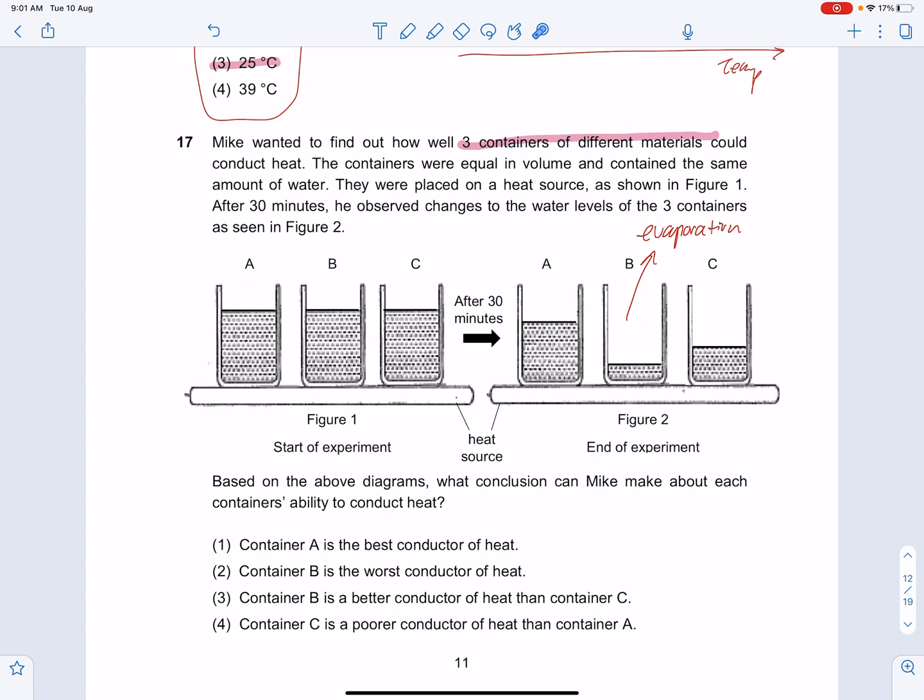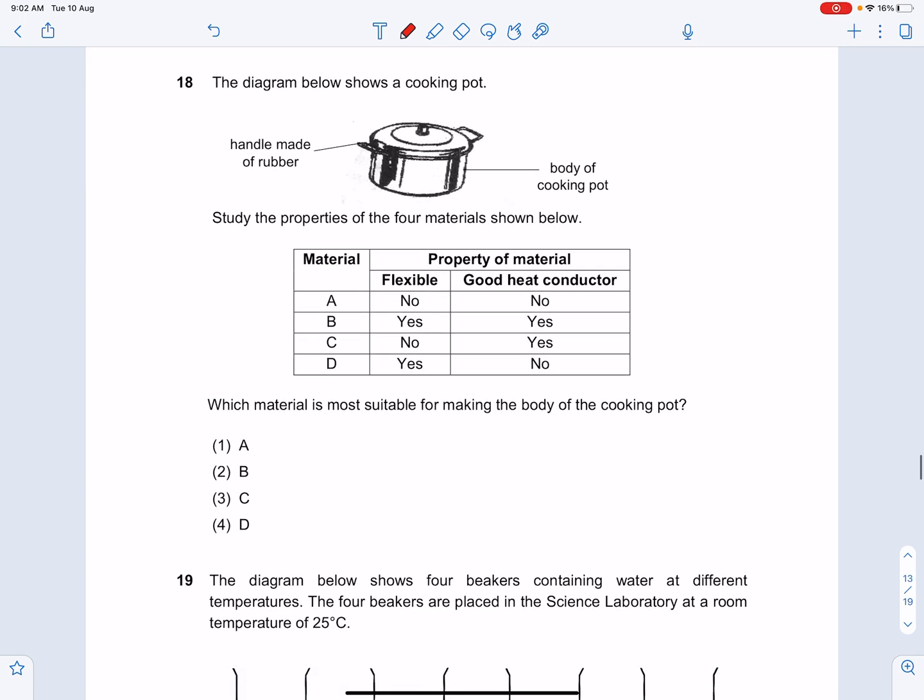And A would be the worst. So in this case, the answer would be number 3. Okay, number 18. The diagram below shows a cooking pot. Study the properties of the 4 materials shown below. Which material is suitable for making the body of a cooking pot?